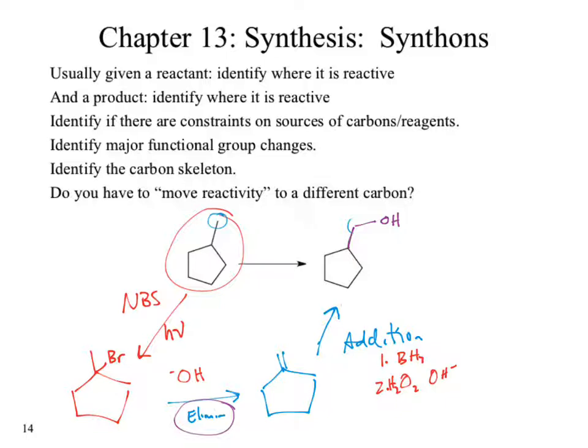Where will the elimination happen? It'll happen internally. Where do I want the elimination to happen? Externally. So I can't use hydroxide. What do I need? I need the sterically hindered T-butoxide.